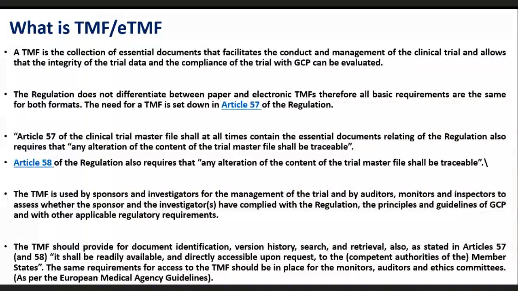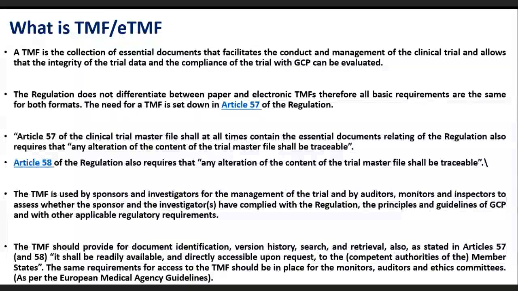Yes. So, as per the GCP, there is a minimum requirement of data and a minimum requirement of documents which is essential to conduct any clinical trial. That is called essential documents. You can go and read article 57 and article 58.